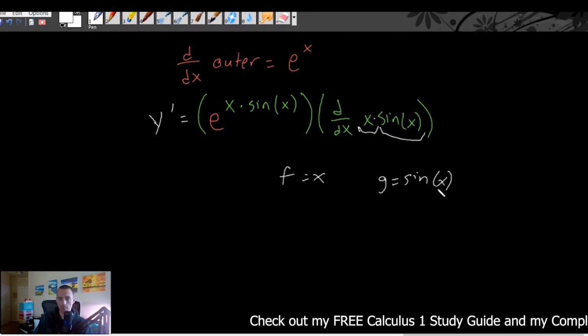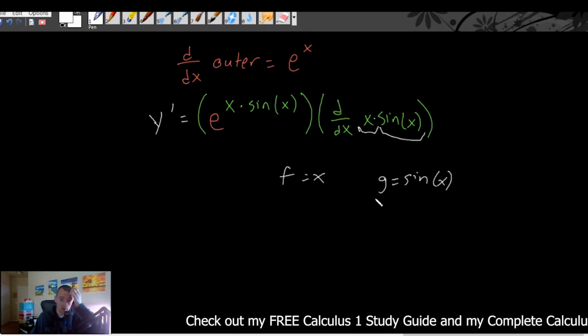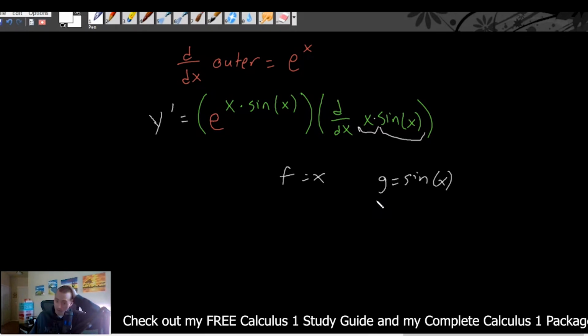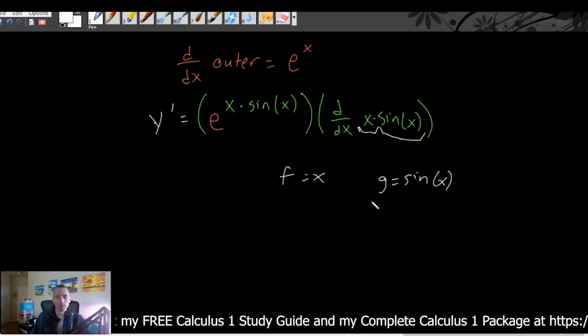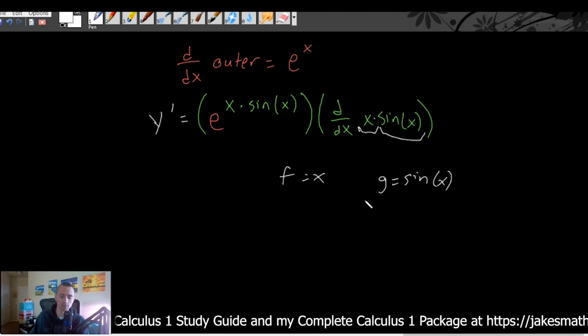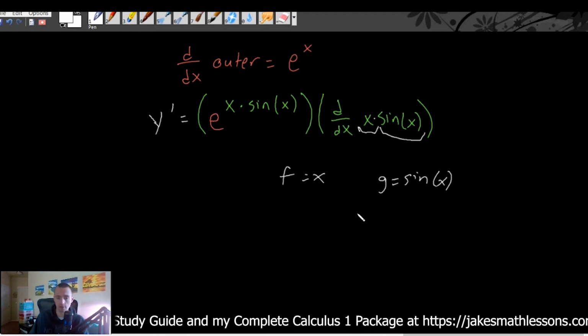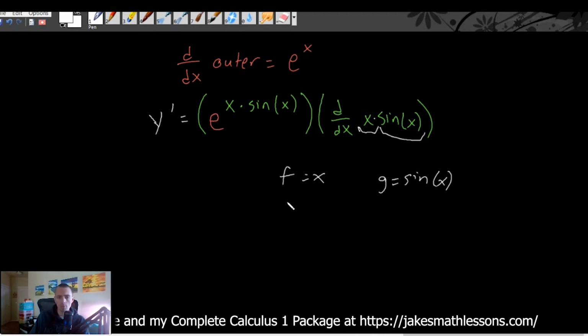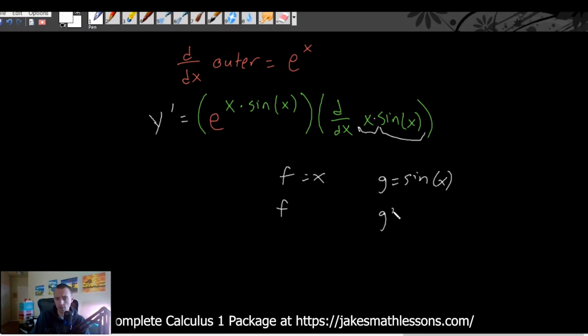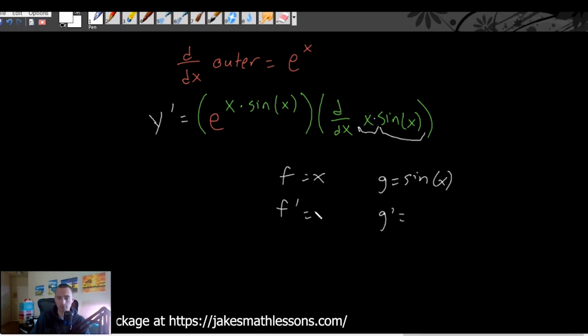And like I said, these formulas are on my Calculus 1 study guide. They're also covered in a lot more detail in my complete Calculus 1 package as well, if you want to check that out. The link is also down in the description. But once you find your f and your g, you then need to find f prime and g prime. So the derivative of f is just going to be 1, because the derivative of x is 1. The derivative of sine x, this formula is also on my free study guide, is cosine of x.